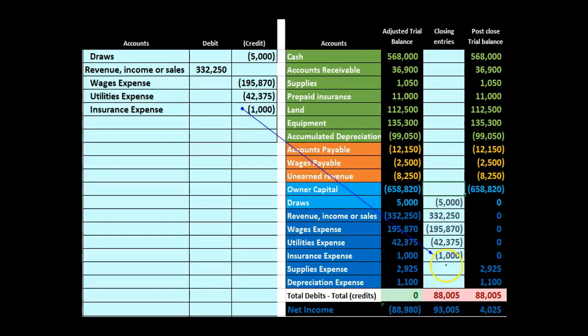Next, we're going to go to insurance. Here's insurance expense up top. Here's insurance expense down here. It's got $1,000 in it, also an expense, also therefore a debit balance. We need to make it go down, so within our journal entry, we're going to do the opposite thing to it, and we're going to credit the expense for the $1,000.